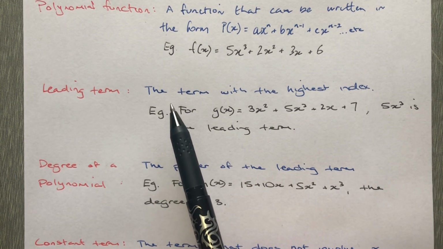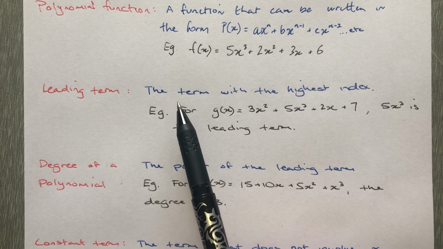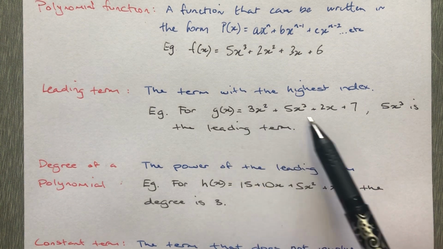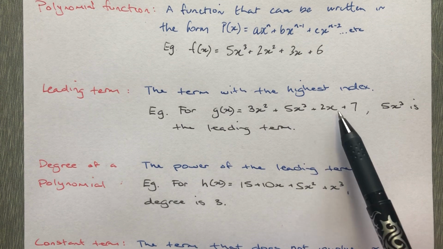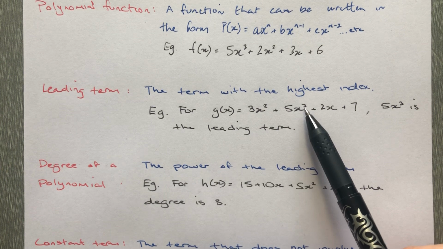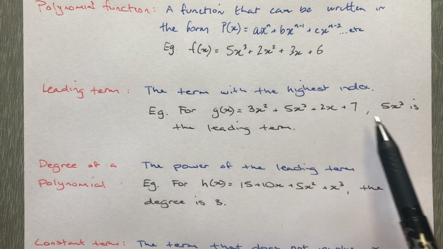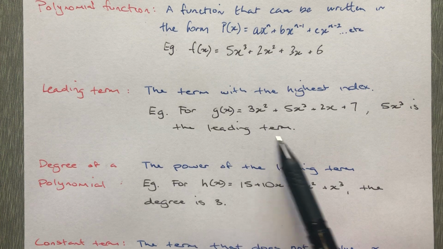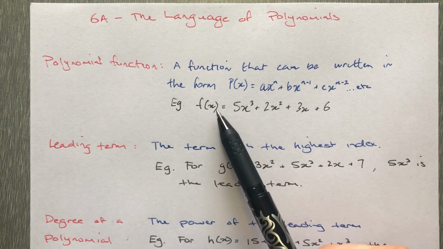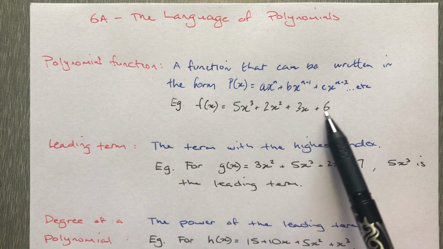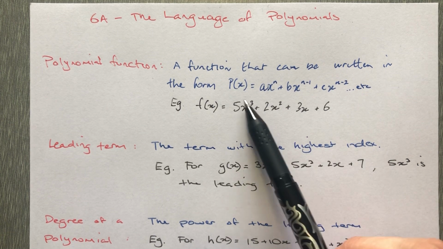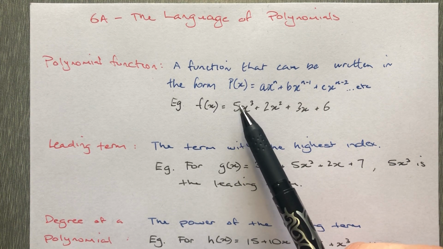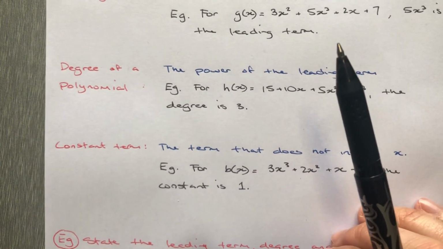And as it says here, it's a term with the highest index or the highest power. So if we look at this one here, g of x, we can see that we've got an x squared, we've got an x cubed, x to the power of 1. So the highest power is this 3, isn't it? So it's the term that has that highest power, which is this one. So 5x to the power of 3 is our leading term. If we look at this one here, I want to find our leading term for that one. So we can see there's our highest power, so this must be the leading term for f of x as well. Okay? All right, let's go down to degree.